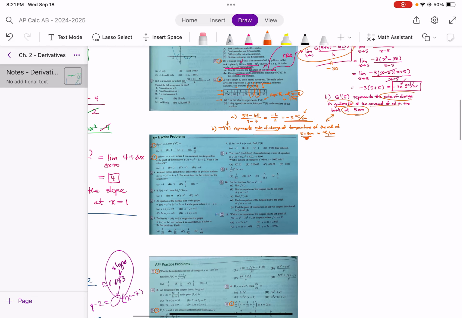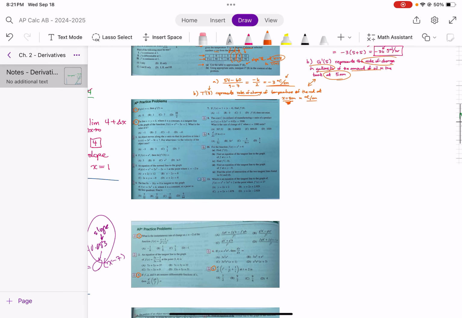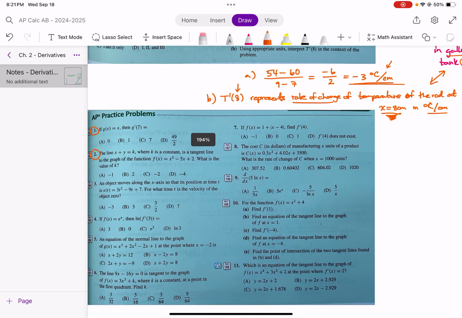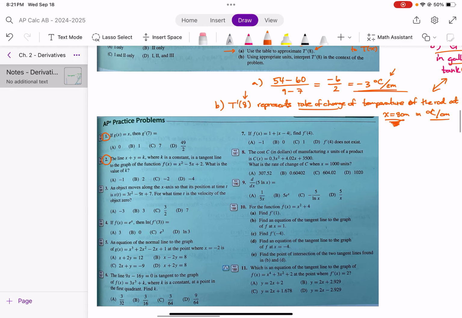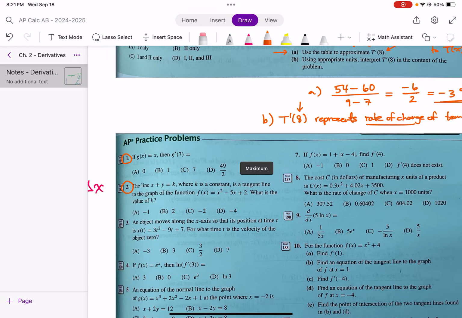Okay. Let's see, how many more? Okay, so we have 1, 2, 3, 4, 5 more to go. And then the rest, I think, I'll give you guys for homework. So number 1 is a layup here, but they're hoping you make a very simple mistake.